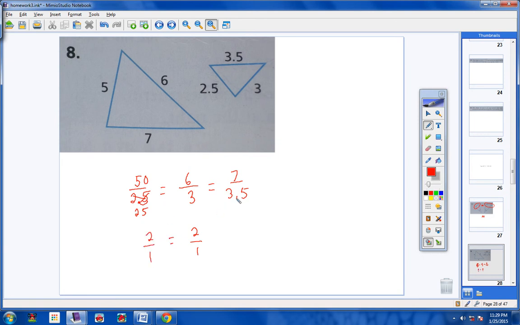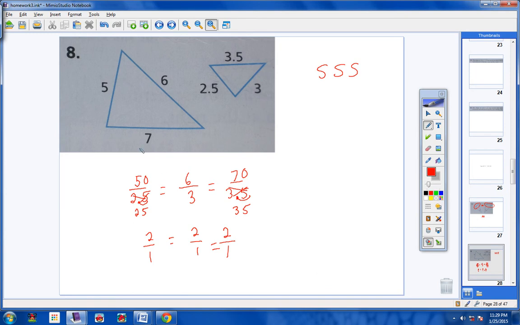Now, same thing here. I don't want this decimal. I can move it one place as long as I move the top decimal one place also. So I have 70 over 35, which is the exact same thing as 7 over 3.5. If you reduce this, you get 2 over 1. So look at that. All three ratios are equal. So that means all of the sides are proportional. So we have side, side, side theorem.